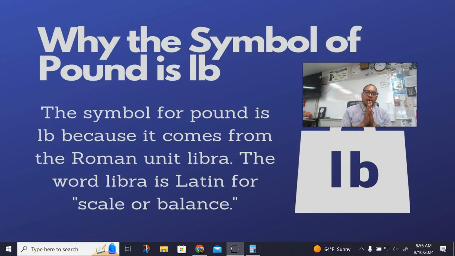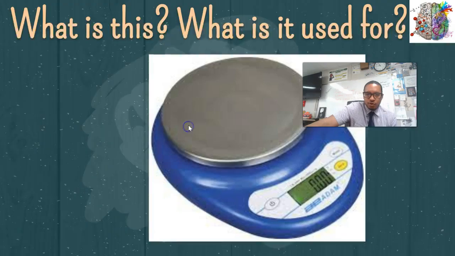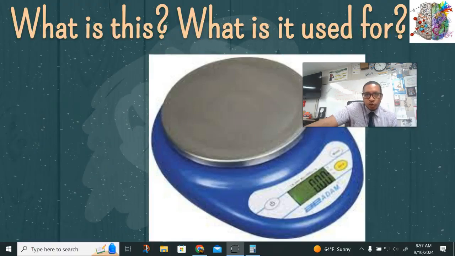The symbol for pound is LB because it comes from the Roman unit libra. The word libra is Latin for scale or balance. Some of you guys are like, that's a horoscope. Well, I'm just telling you, this is where it comes from, and that's why the sign for Libra actually is a scale. That's because the word originally means scale. And that's why the symbol LB makes some sense for pound, because we are trying to find the weight of things in U.S. customary units.